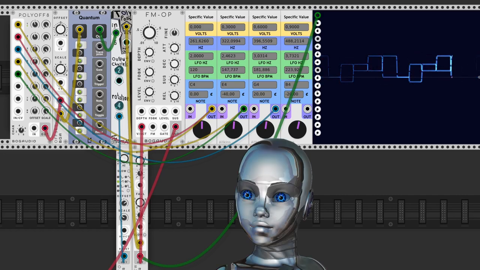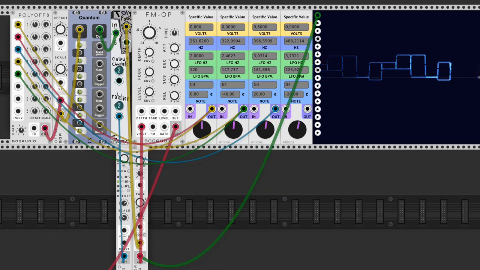Hi, I'm Robota again. In this episode, we will try to explain the very basics of harmony and its relation with voltage in the modular world.